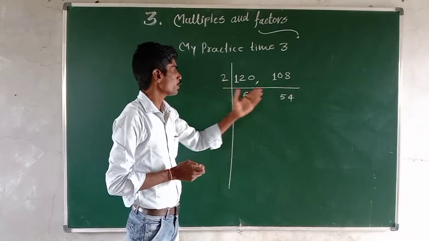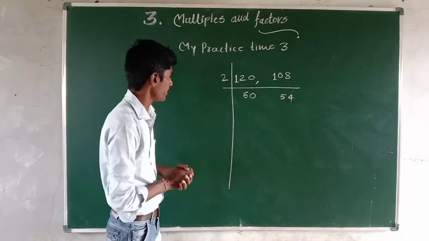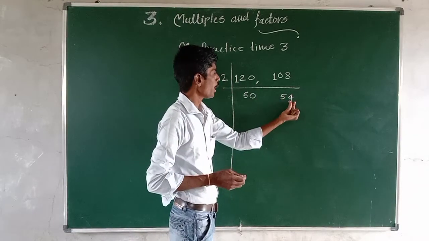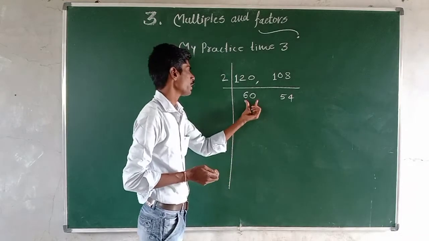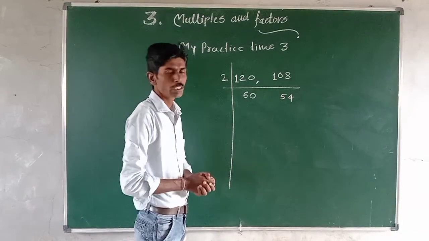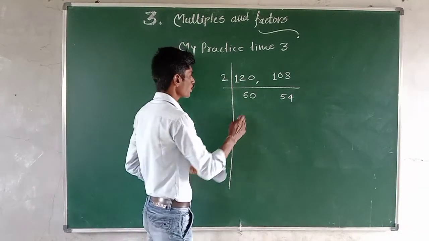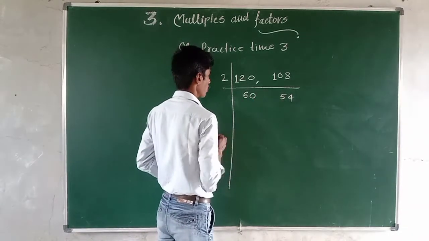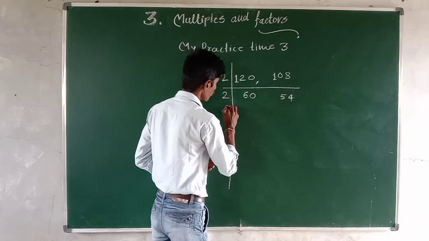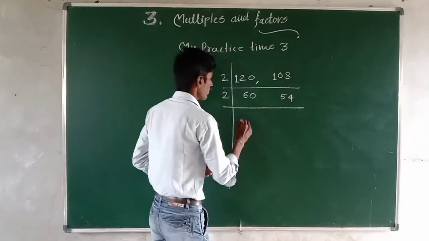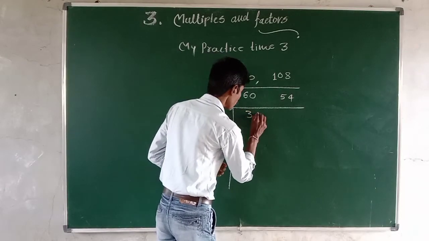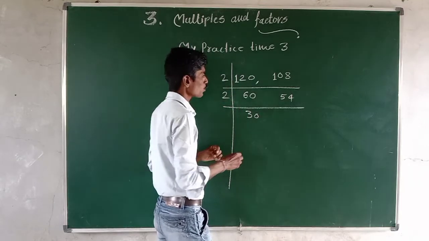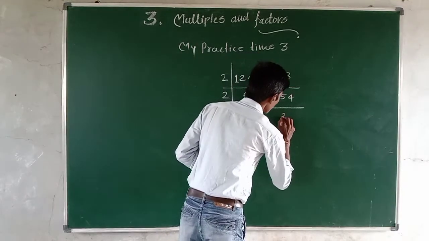2 1s are 2 and 2 5s are 10, 2 54s are 108. Now this 0 and this 4 means we can say that this 60 and this 54 can divide again by 2, because there is a 0 and a 4 in the ones place of both numbers. So 2 again: 2 1s are 2, so 30s are 60, and 2 27s are 54.